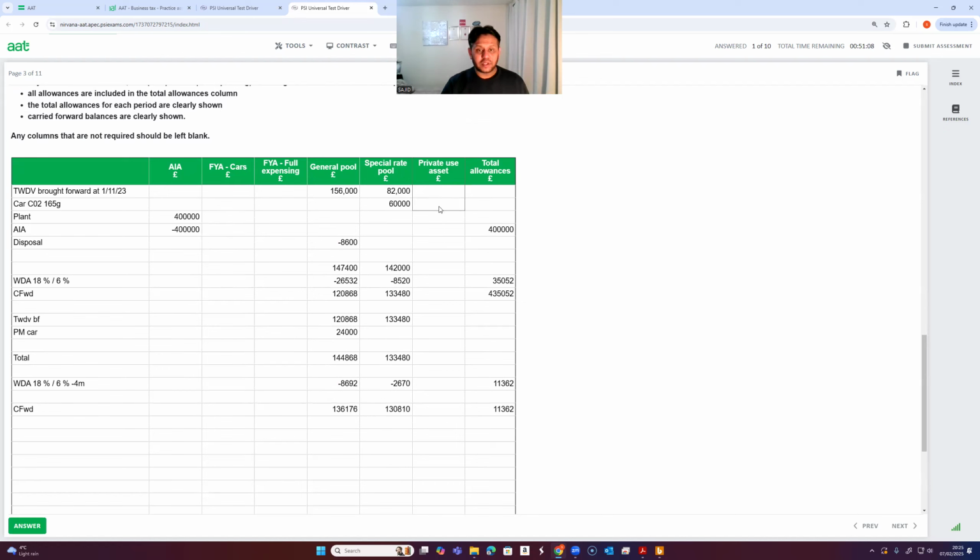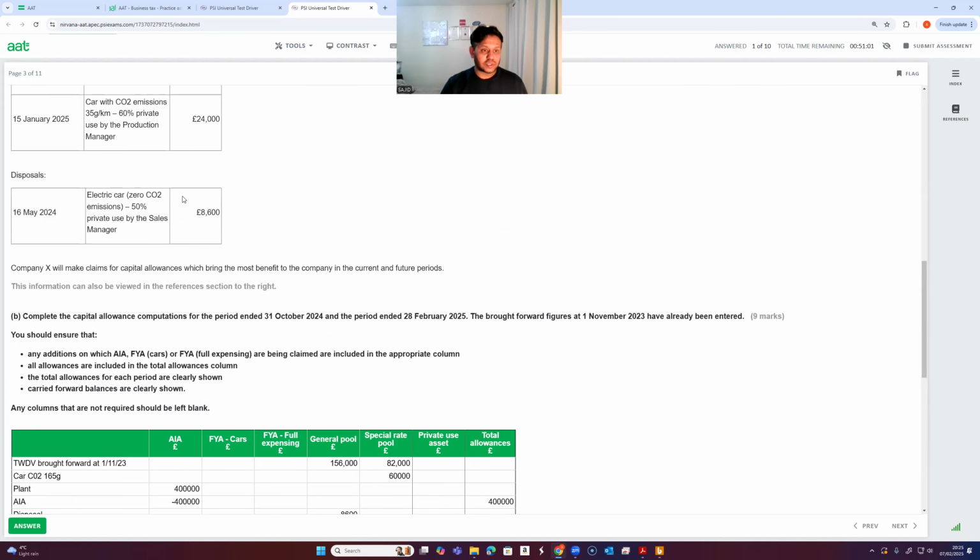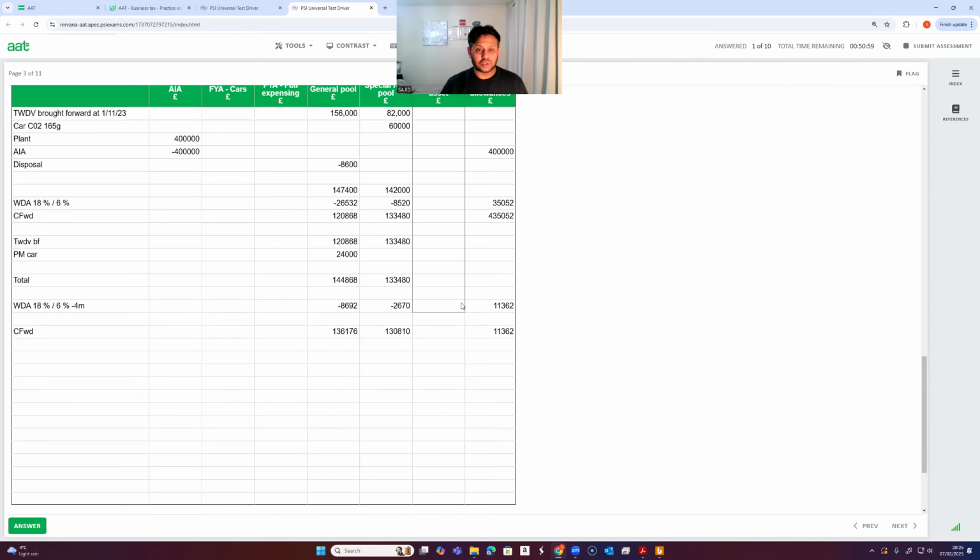The next one is a private use. They can give you just extra column for the company, and you might think like, oh, there's a private use, I have to use the private column. Don't do it. It's only for the sole trader. So have to be very careful.